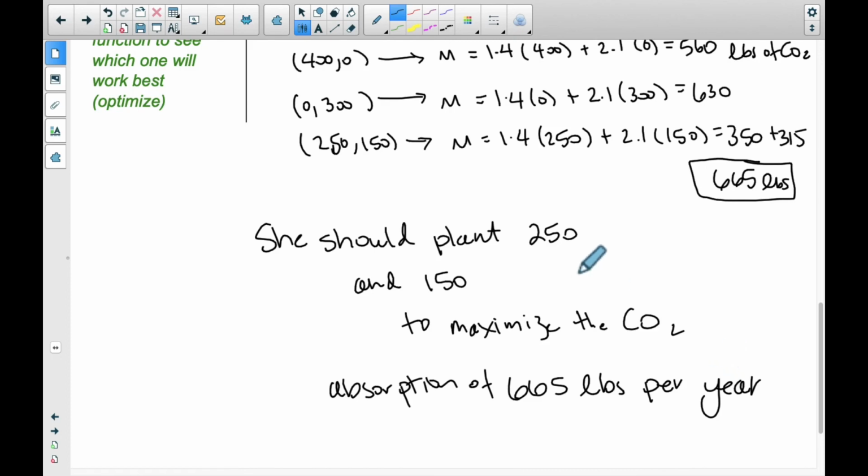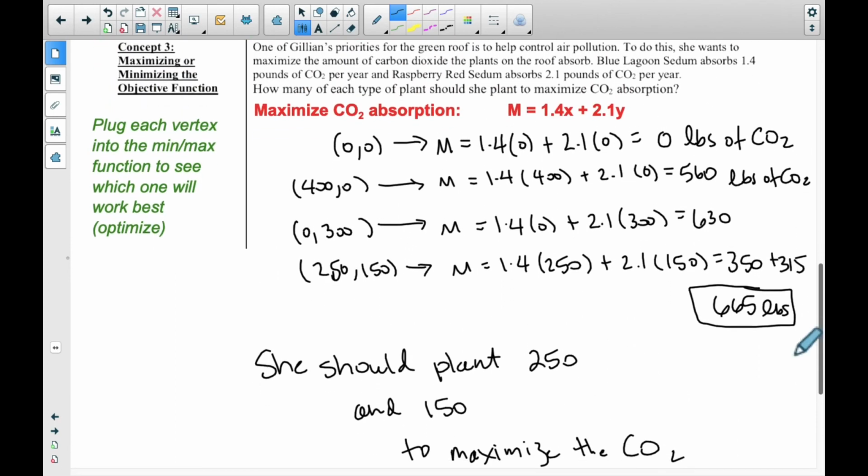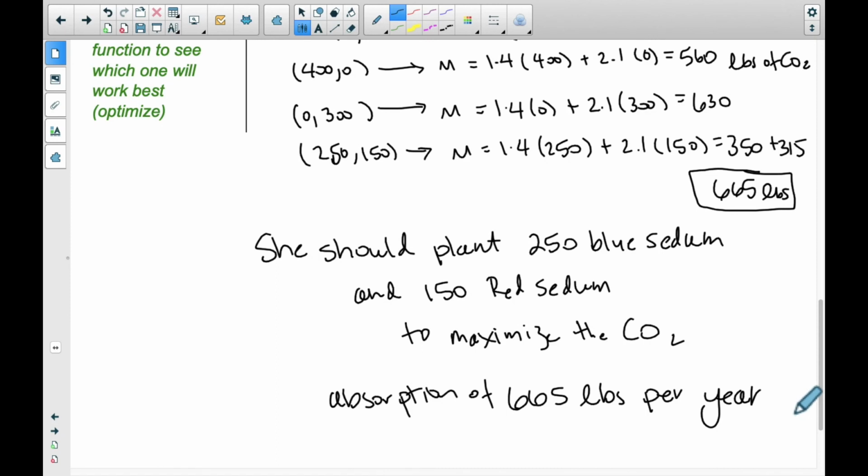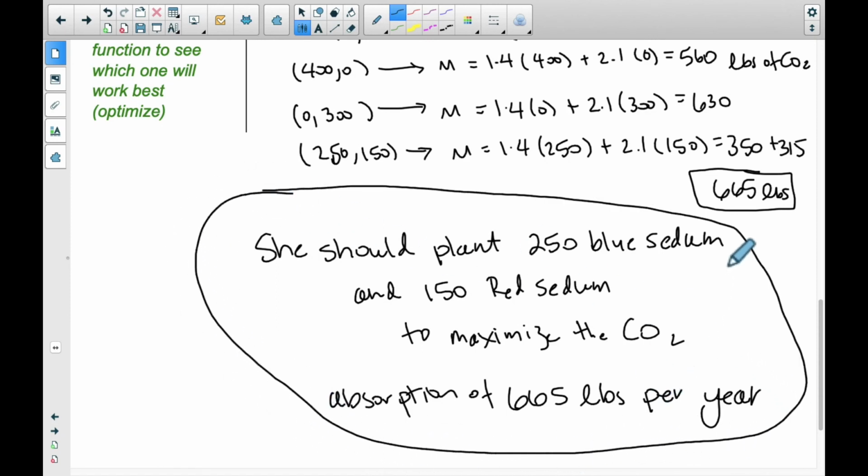Now, 250, and again, we have to go back and remember which one is our X and which one is our Y. And so there's several different places in our problem that we can do that. One is that it said that the red was the 2.1, that was the 150. So this one is the red sedum, and this one is the blue sedum. So all of that work to come up with the final answer that the best number of plants would be 250 blue and 150 red, so that she can maximize her CO2 absorption to 665 pounds per year.